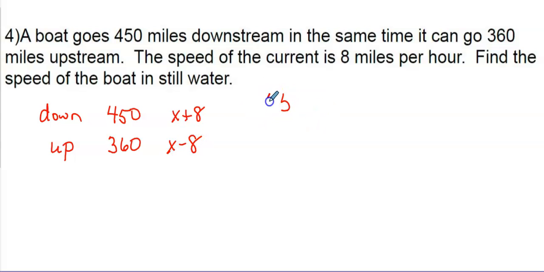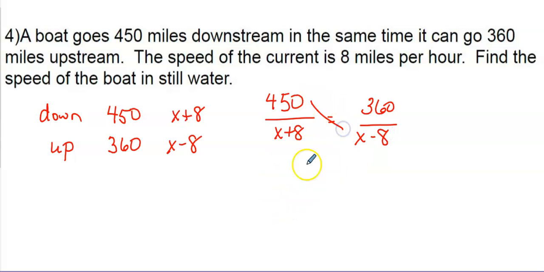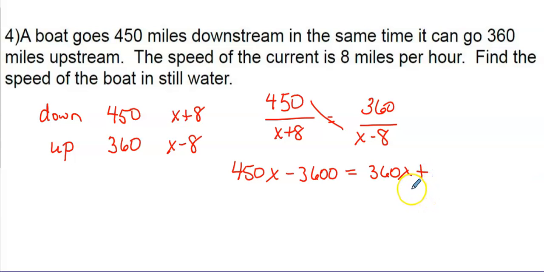So 450 over x plus 8 equals 360 over x minus 8. 450 times x minus 8 is going to be 450x minus, it's going to be a big number. Let me grab my key. I can't even see my key, it's printed so small. So this is 3,600 equals, that's going to be 360x plus 2880.